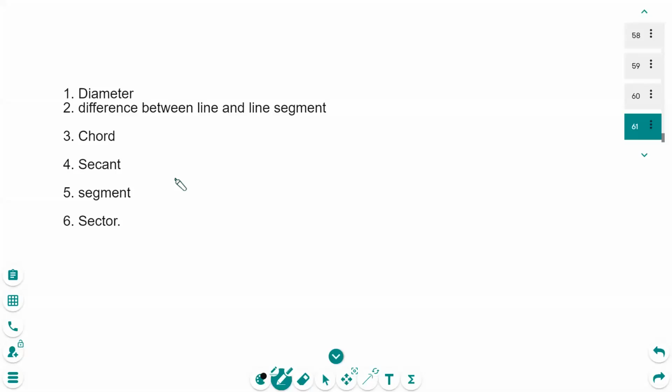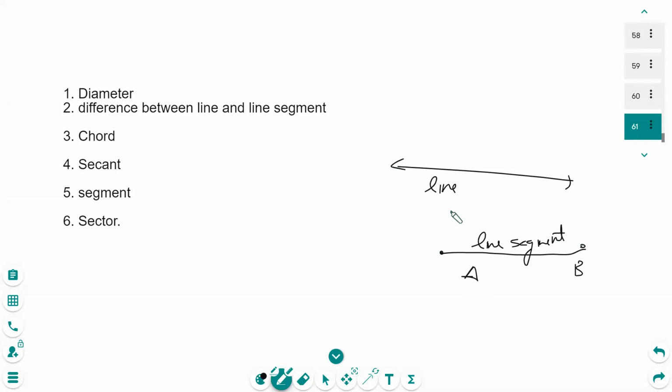So a line, if I make something like this, this is a line, meaning it goes on in both directions. There is no end to it. But if I say that AB is 5 meters, that's a line segment. Because if you don't understand these two parts, you won't understand chord and secant, so you need to understand this. A line is something which doesn't have ends at any point. A line segment is something which has ends at both points.